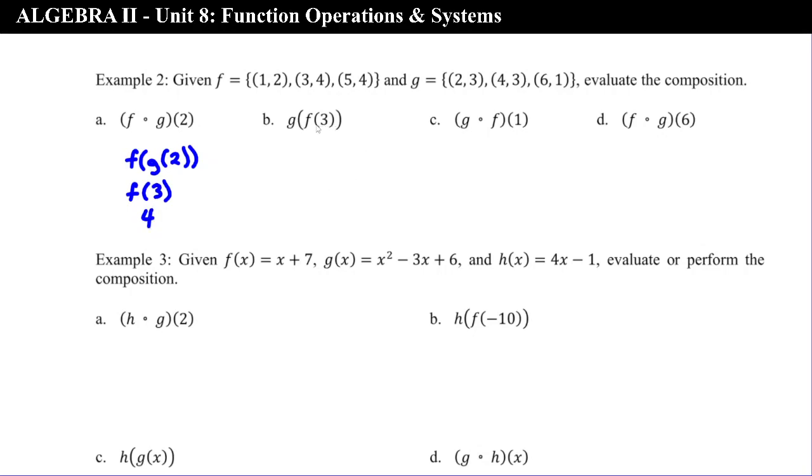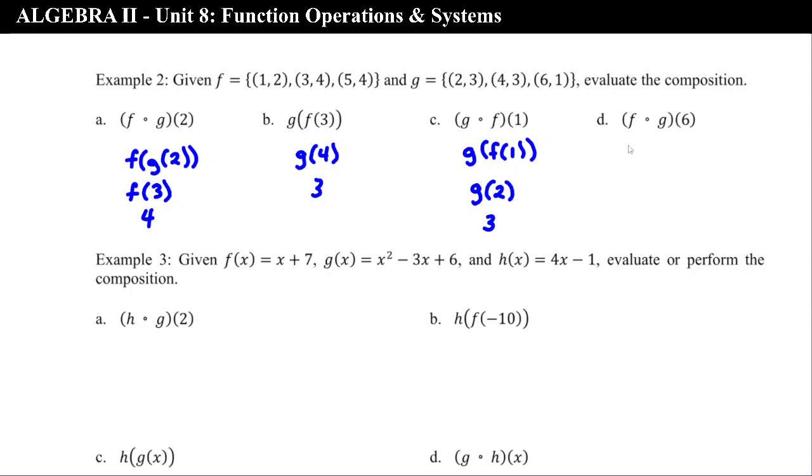g of f of 3. Well, f of 3 is 4, so that gives us g of 4. g of 4 is 3, and so our answer is 3. For this one, g of f of 1, that's g of f of 1. f of 1 is 2, so we substitute that in. g of 2 is 3.